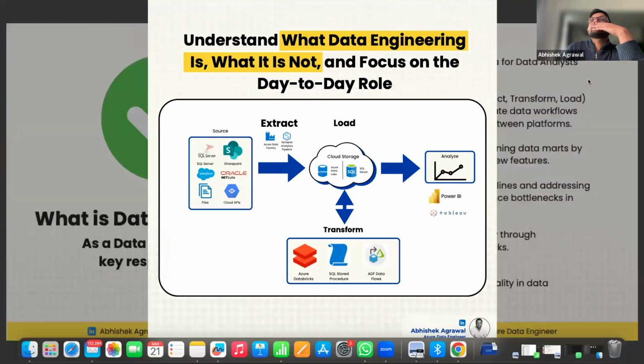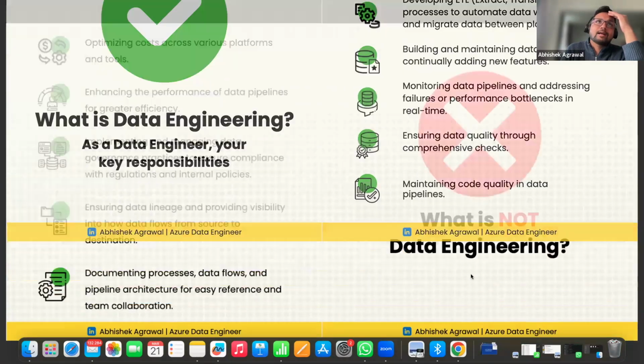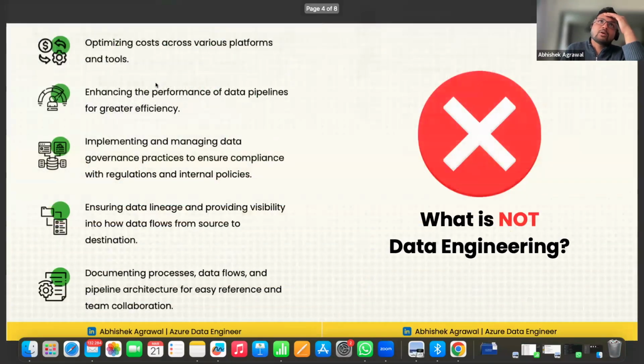So the data engineer will find the right data for the data analyst and data scientist. He will develop the extract, transform, and load pipeline, build the data marts, monitor the data pipelines, ensure the data quality is good, maintain the data code quality, optimize for the cost, enhance the performance of the pipeline, and implement the data governance, meaning who can access the data. He will maintain the data lineage, how each data point is related, and document each flow.